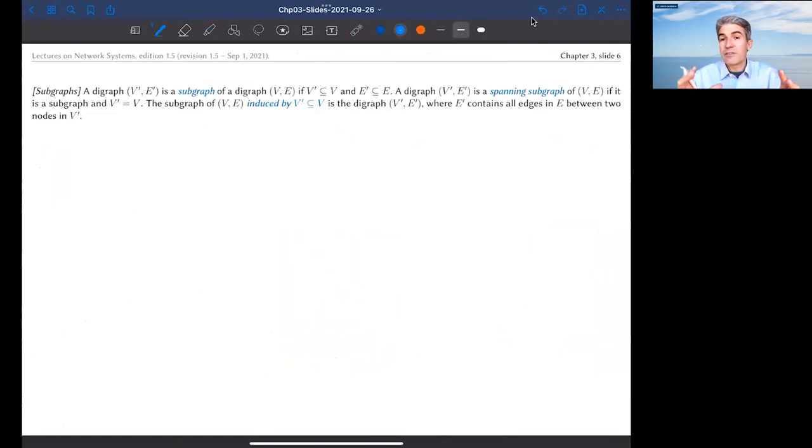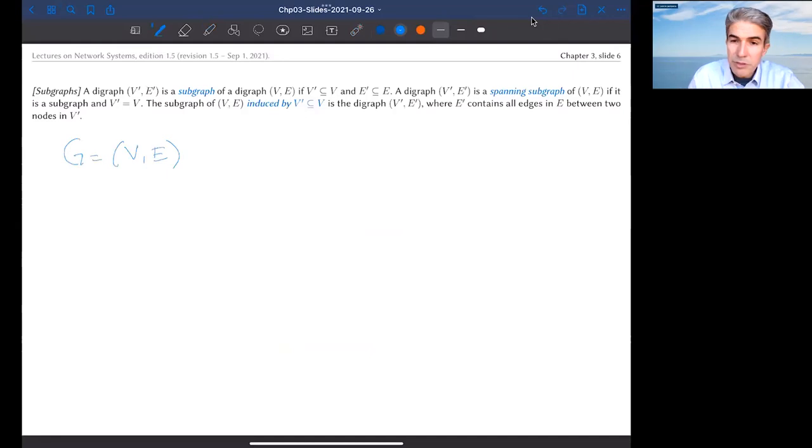Or if you have a set of objects and you drop some objects, you now have a subset. You can define a subgraph. It's only a little bit unusual to think about it because once again, a graph G is a pair. So that's the key formula. It's not a picture. The picture is a visualization of the graph, right? A graph G is a pair.